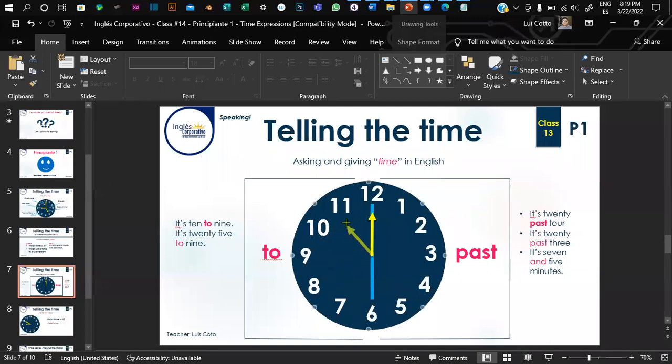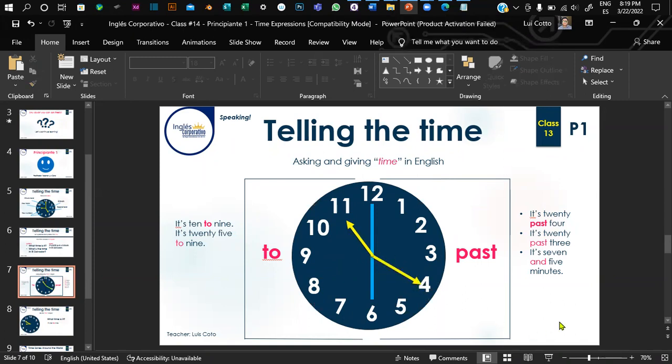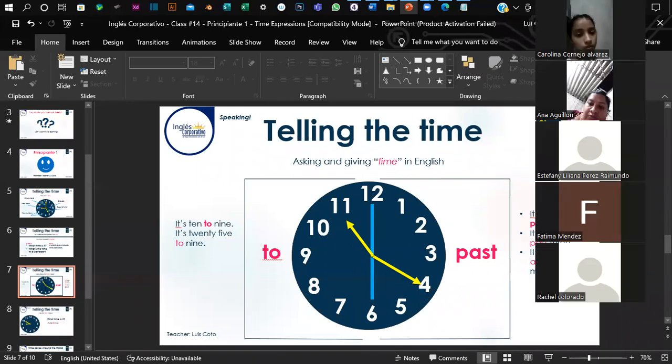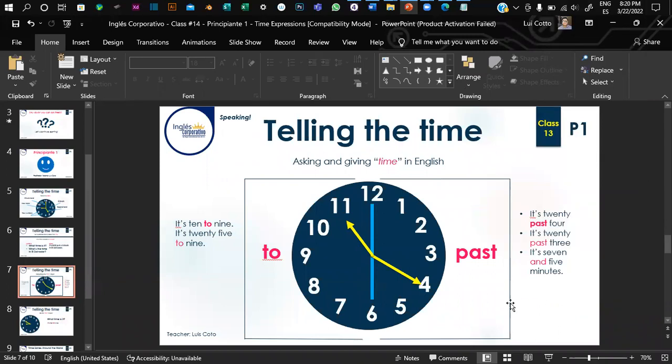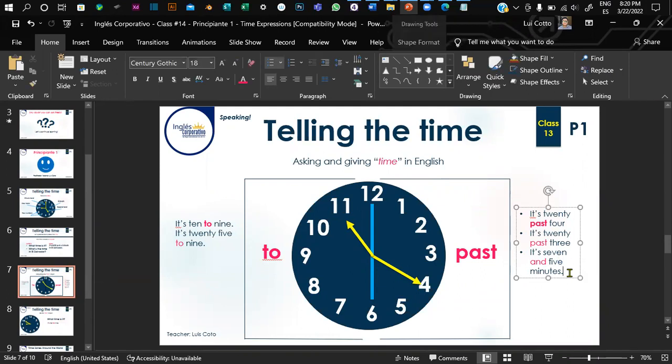Let's see. Okay, this one. What time is it? What time, any of you? It's 11. No. It's 20. Okay, correct. It's 20. That's the correct form. It's 20.